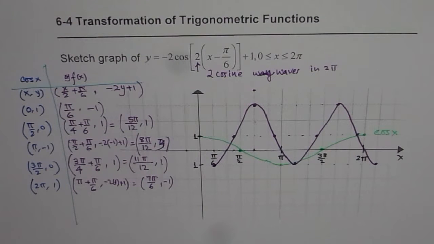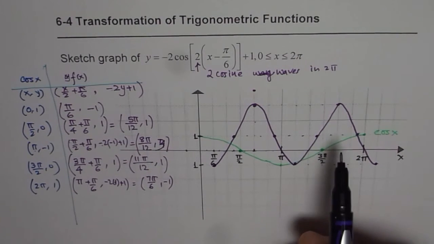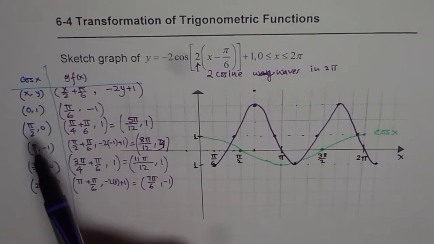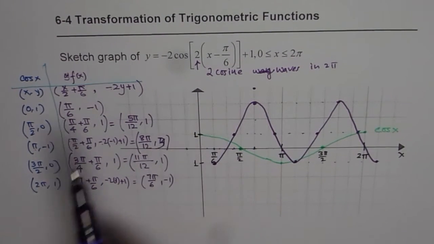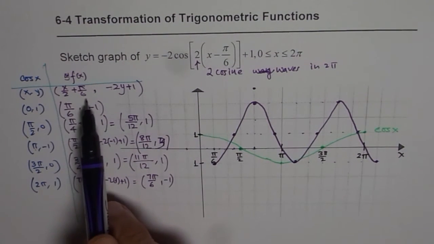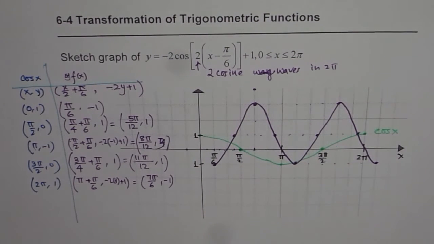So I hope these steps are clear. What you have to do is start with the key values of the cosine function and find the image points using the transformation to get your function. I hope that's absolutely clear.